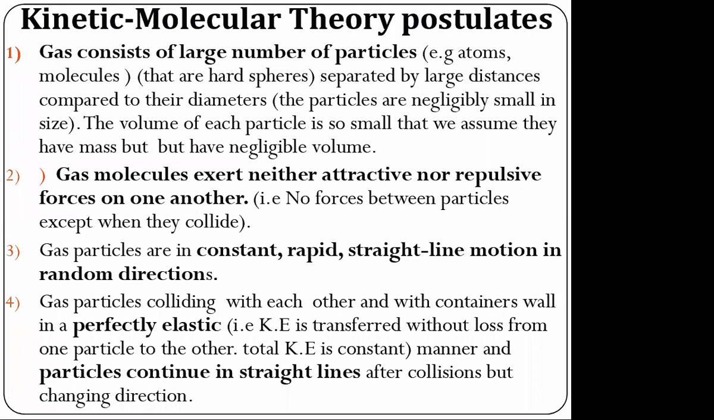The third one is that gas particles are in constant, rapid, straight line motion in random directions. What this means is that the particles are diffused. The particles are moving. They are constantly moving. They are moving rapidly. They are moving in a straight line. And the direction of the movement is not regular, it's random.